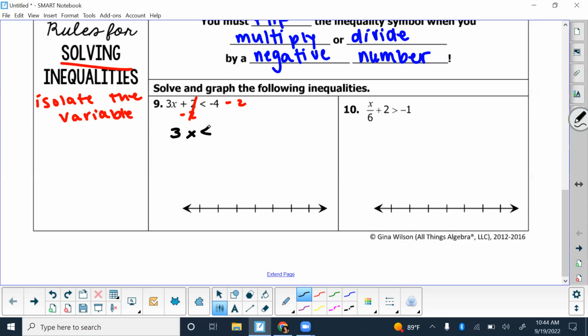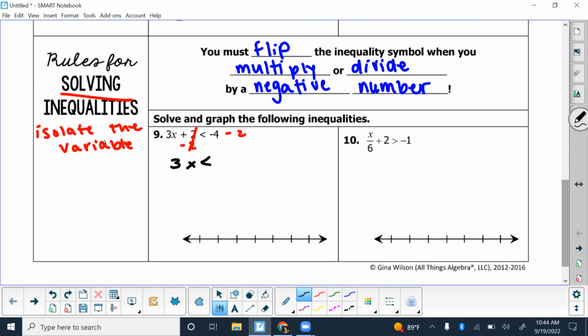No, because what operation did I do? I subtracted, so that's not multiplying or dividing, so you leave the symbol the same. And then what's -4 minus 2? Not -2. -6 is correct. Feel free to check it on a calculator. You can all use calculators. All right, but yeah, -4 minus 2 is -6.